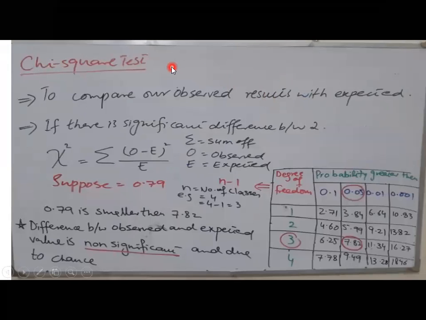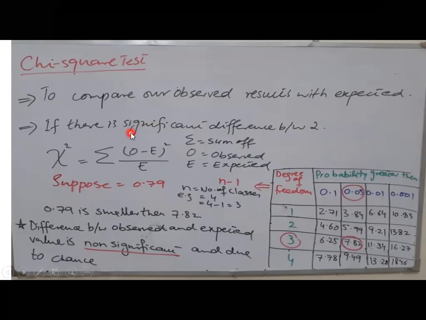Now we can have a chi-square test, that is actually used to compare our observed results with the expected ones. For example, in our law of independent assortment, the ratio is 9 to 3 to 3 to 1. We have the probability of 9 divided by 16, 3 divided by 16, 3 out of 16 and 1 out of 16.